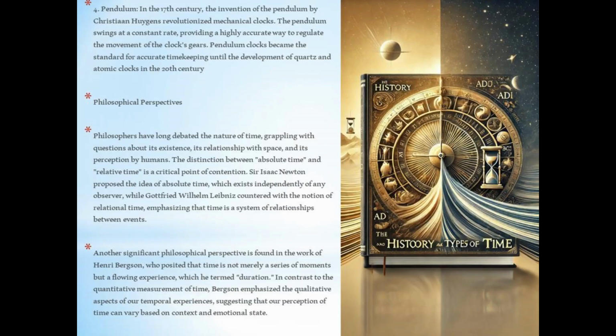Time. Philosophical perspectives. Philosophers have long debated the nature of time, grappling with questions about its existence, its relationship with space, and its perception by humans. The distinction between absolute time and relative time is a critical point of contention. Sir Isaac Newton proposed the idea of absolute time, which exists independently of any observer, while Gottfried Wilhelm Leibniz countered with the notion of relational time, emphasizing that time is a system of relationships between events.